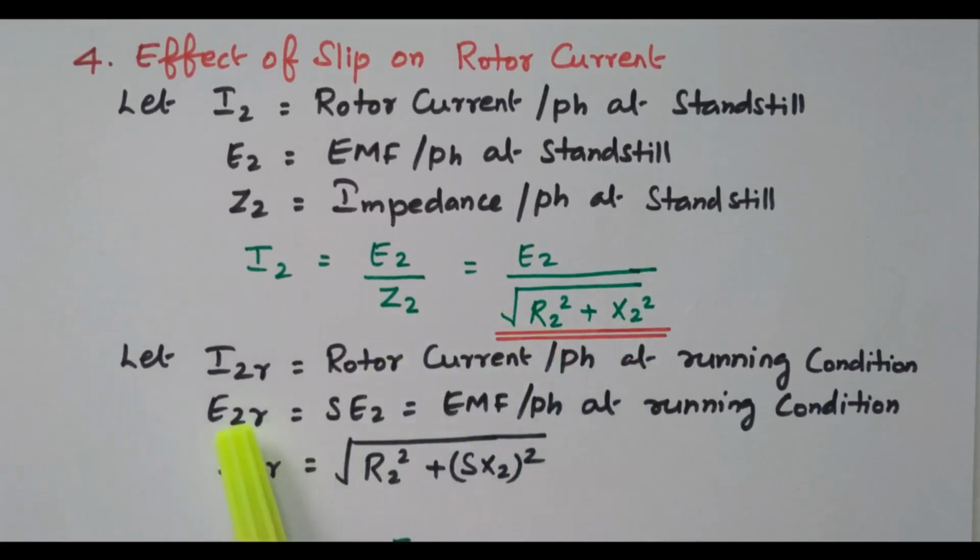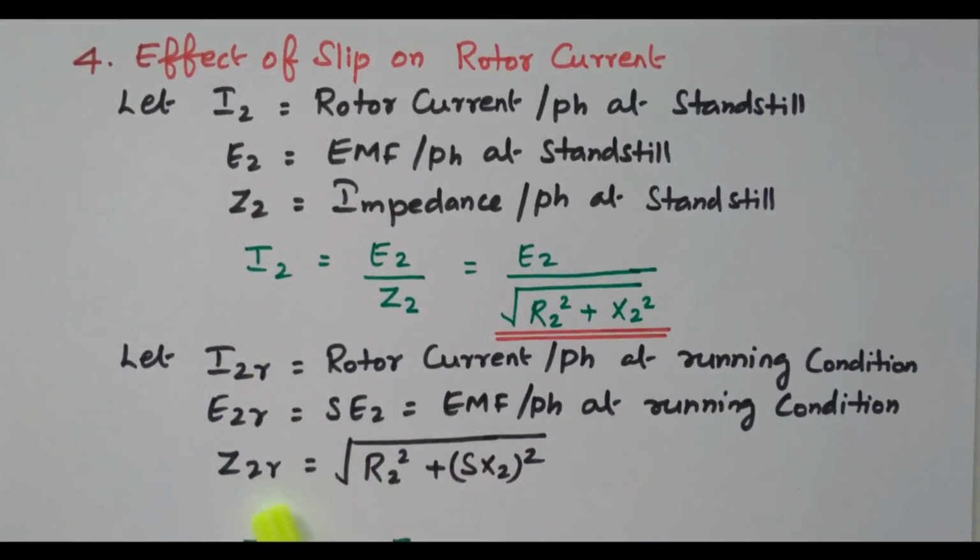The same thing goes for the running condition. I2R refers to the rotor current per phase at running condition, while I2 means the starting condition. Similarly, E2R is nothing but S into E2, as already discussed, the EMF per phase at running condition. Z2R is equal to the square root of R2 square plus S into X2 whole square. Previously we had only X2, now it is S into X2. These two we already discussed, the details about I2 and E2.